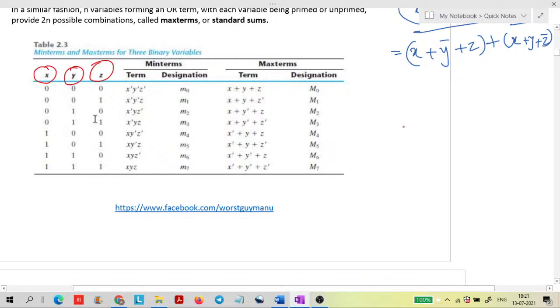Min terms are also called product terms. Max terms are also called sum terms.